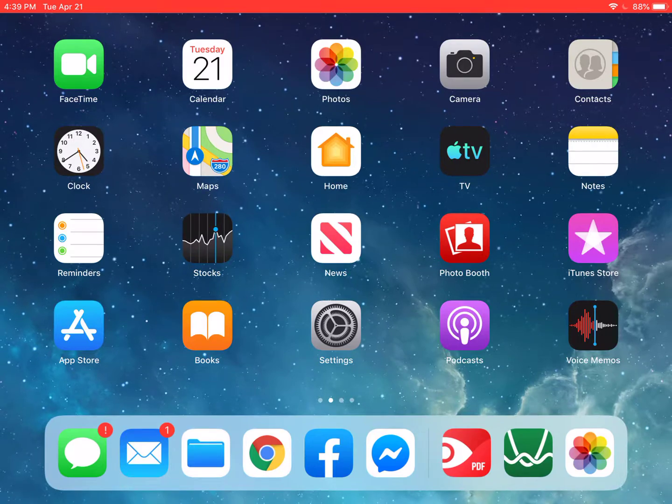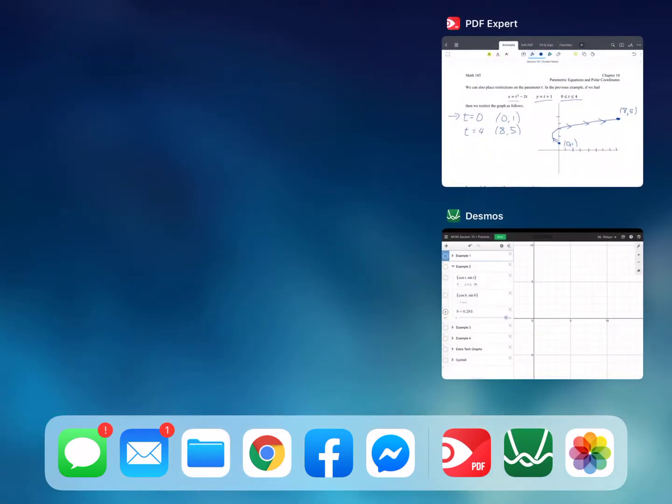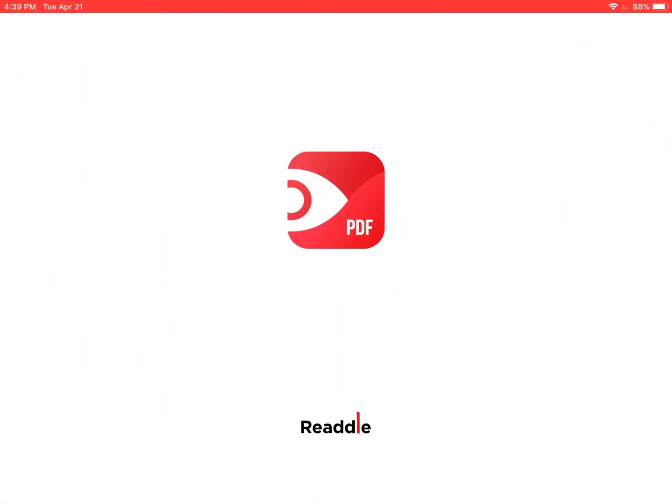Oop. That's a crashed app. It can't handle all of these parametric equations. Okay, let me get this back open again.